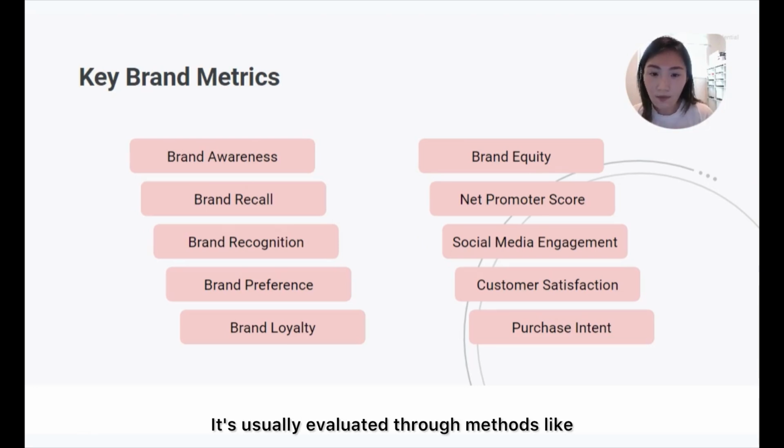It's usually evaluated through methods like showing consumers a logo or playing a jingle and asking if they recognize the brand. 4. Brand preference. This measures how much consumers prefer a brand over its competitors. It's often assessed through surveys where consumers are asked to rank different brands or choose their favorite.